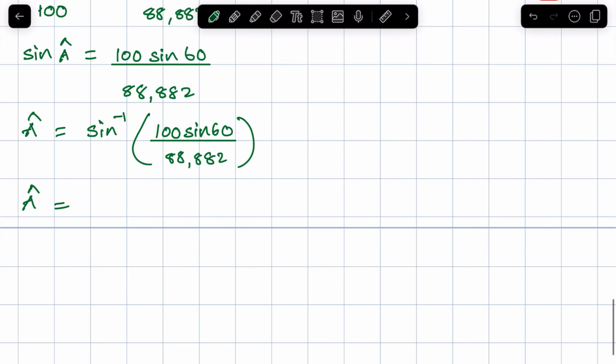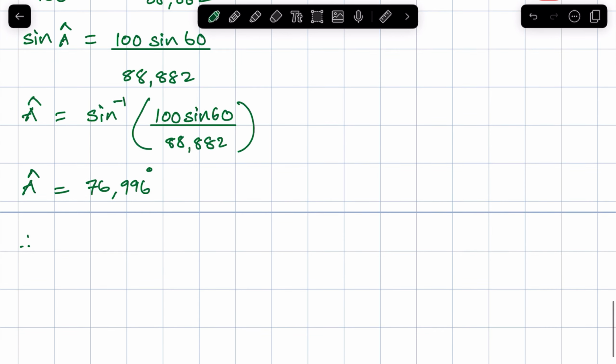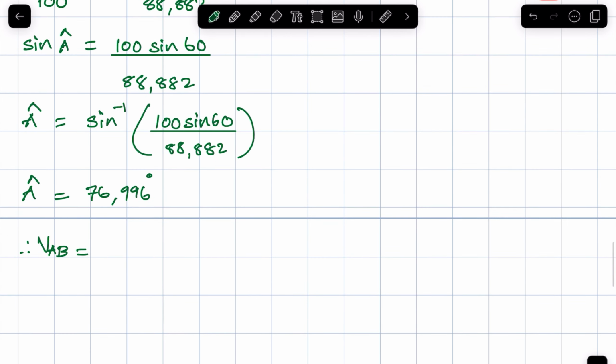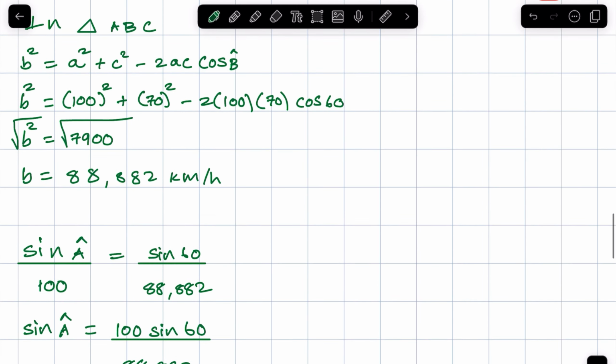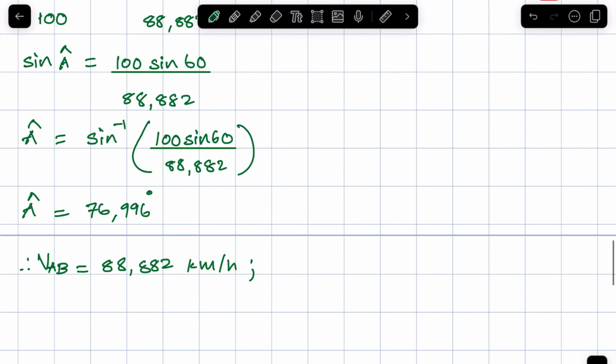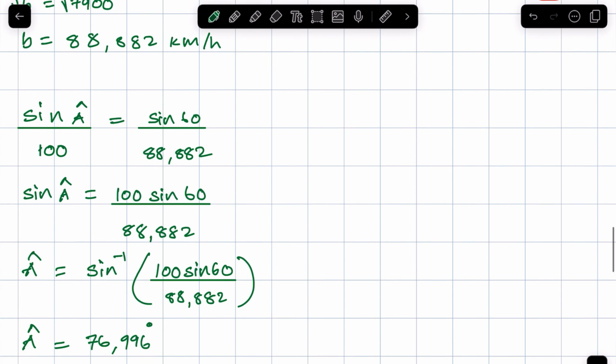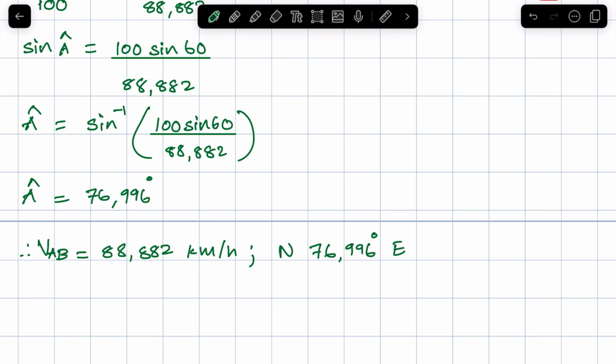Now if you punch this in your calculators, we get 76.996 degrees. Therefore the velocity of A relative to B is 88.882 kilometers per hour. Remember the reference I'm using is north, so it means this is going north, at an angle of 76.996 degrees east. And this becomes the value of A relative to B.